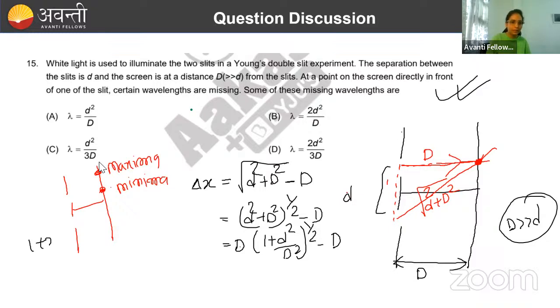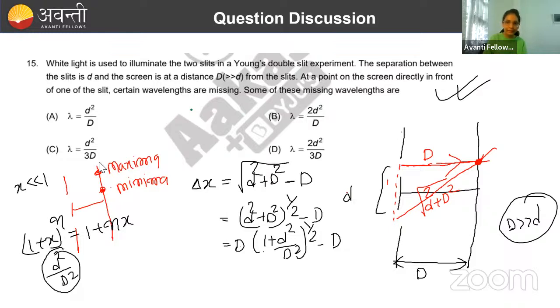पोलिनोमियल सीरीज में आपने पढ़ा होगा कि if equation is something like this and if here x is far less than 1, then this can be written as 1 plus nx, right? We can write it like this. If it is minus, we will be writing 1 minus nx. Now here 1 plus x, in place of x here what we are getting? d square by D square. Again here it is given that D is far greater than small d. It means d is far less than D. So d by D will be far less than 1. Square है और भी less होगा. Done. So definitely this is very less than 1. So here we can use that formula.